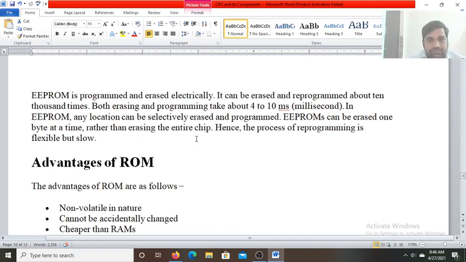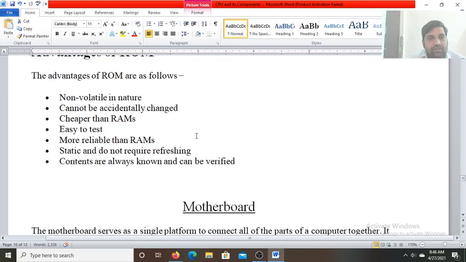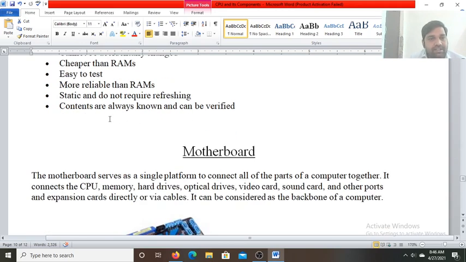Now, what are the advantages of ROM? Non-volatile in nature, cannot be accidentally changed, cheaper than RAMs, easy to test, more reliable than RAMs, static and does not require refreshing, contents are always known and can be verified.